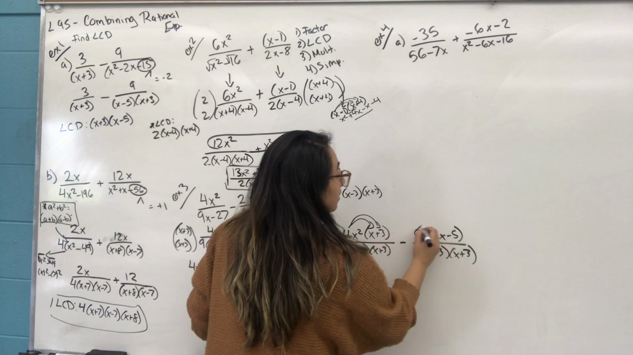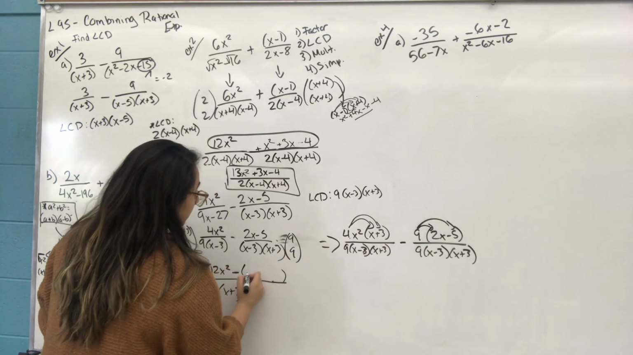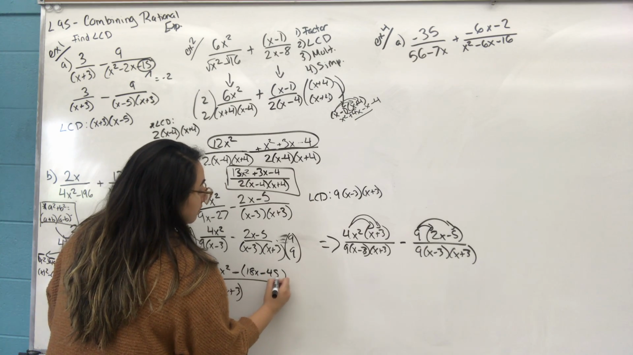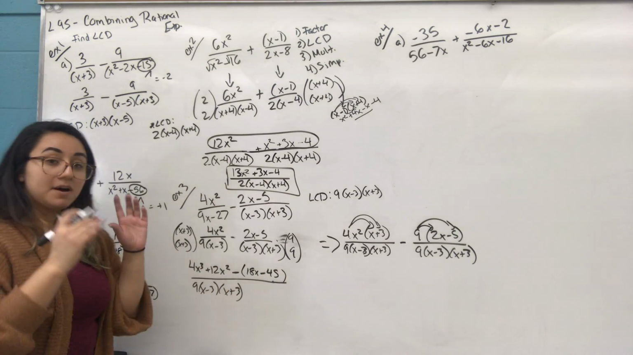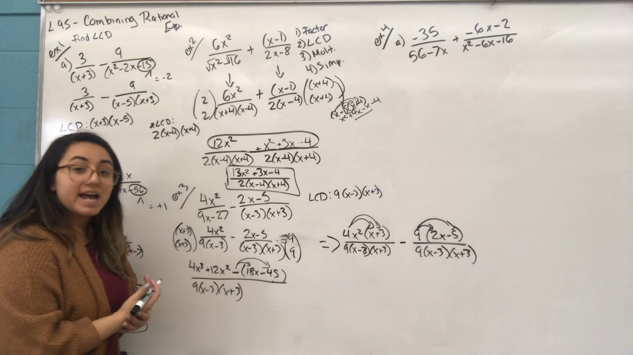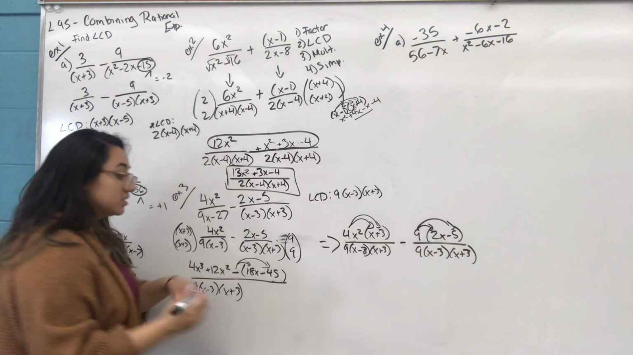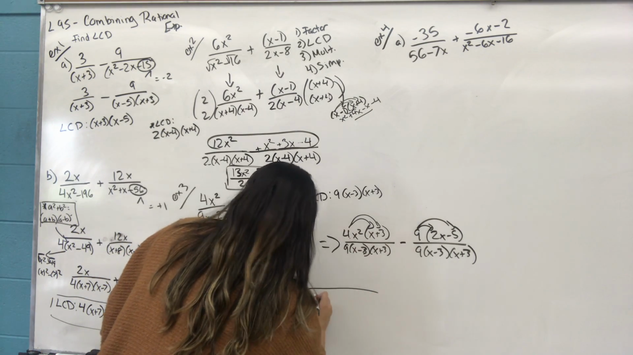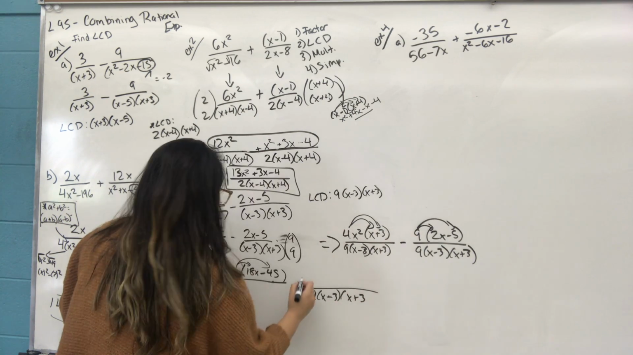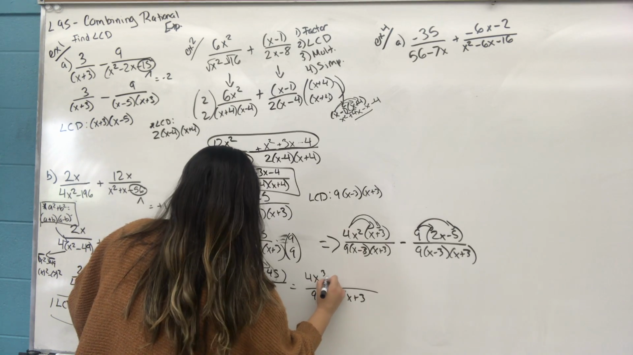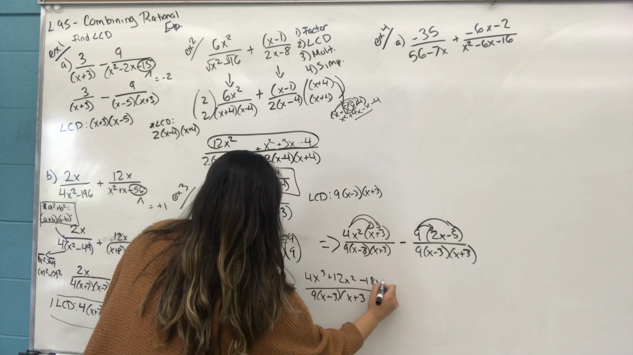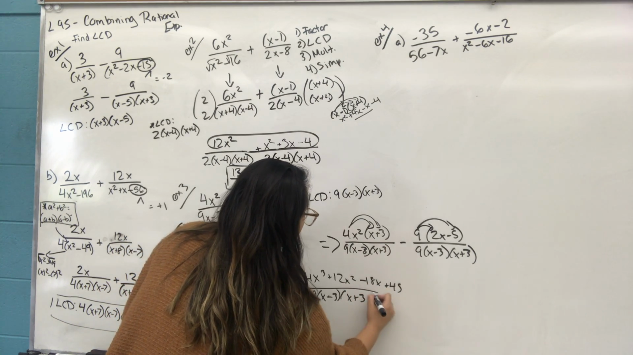Now, we do the same thing, FOIL. 9 times 2x is 18x, and 9 times negative 5 is negative 45. If you notice here, I have parentheses over it. I have a negative. To continue to simplify them, I have to go ahead and distribute my negative sign. So everything could just be in one term. So when I do that, my denominator stays the same. I get 4x cubed plus 12x squared, and 18x becomes a negative 18x, and then this 45 becomes a positive 45.